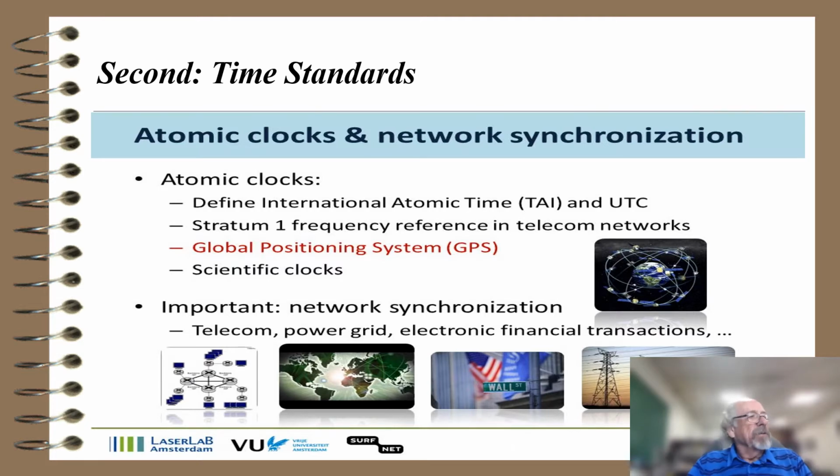You have some pictures here. On the far left, you see a network. Then you have a picture of the whole world, a picture of Wall Street, and a picture of transmission lines for electricity. You'd be surprised: on Wall Street, you can make money by being the first one to buy something, so people have gone to all lengths to get their transactions to Wall Street before somebody else does.